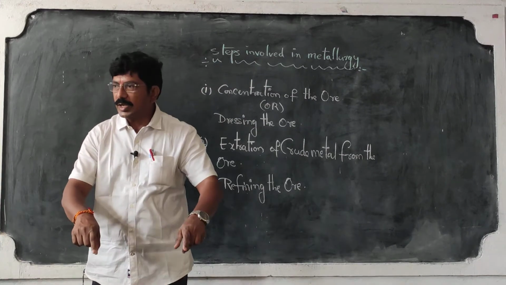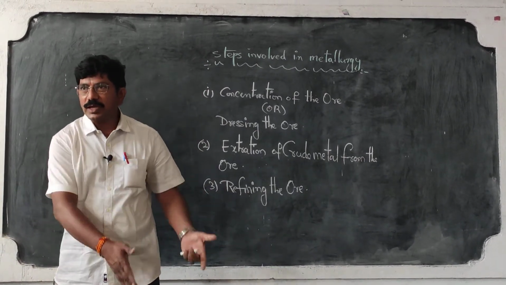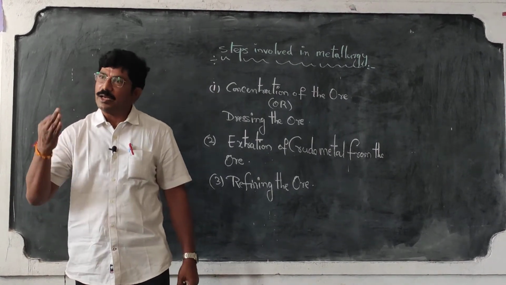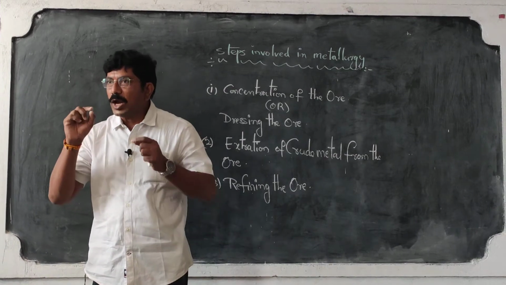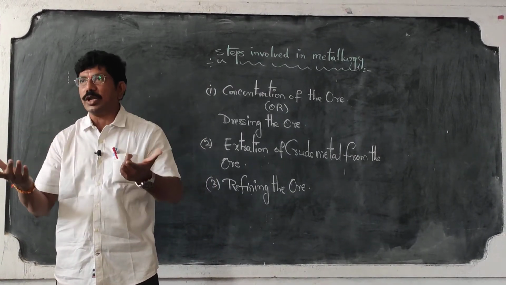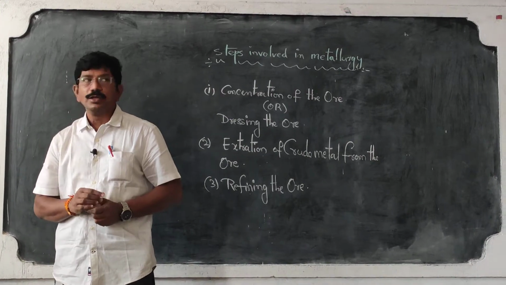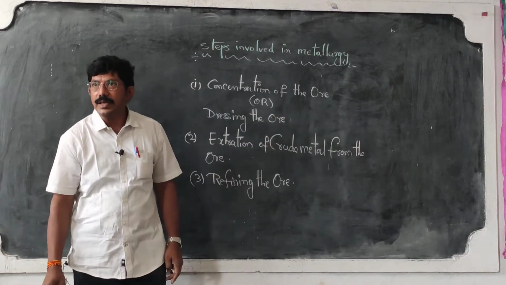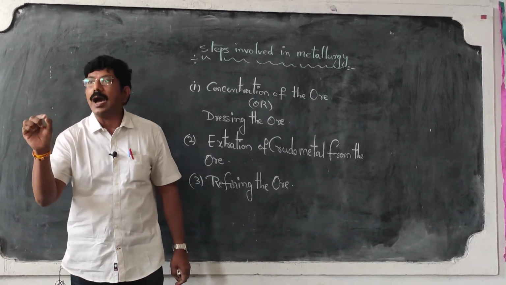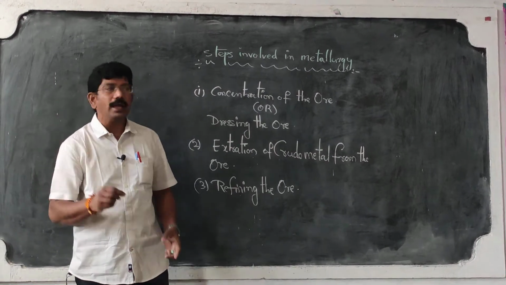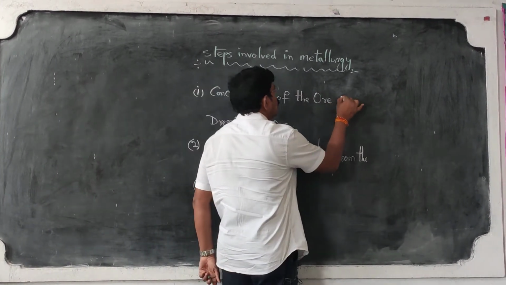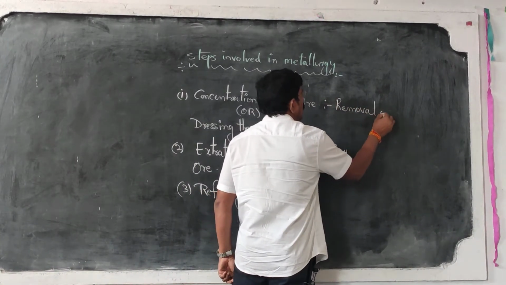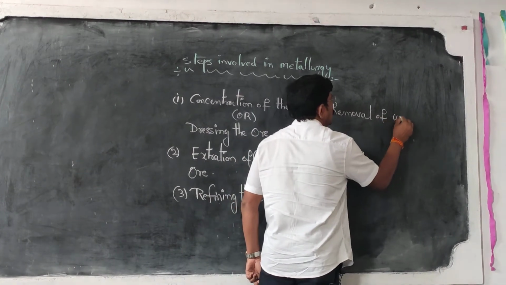So it is associated with impurities. What are present inside the earth crust? Clay is present, sand is present, soil is present, other impurities are present. So what we have to do? We have to get rid of these impurities. We have to remove these impurities. So what is meant by concentration or dressing the ore? Concentration or dressing is defined as removal of the unwanted impurities. What is the definition? Removal of unwanted impurities.